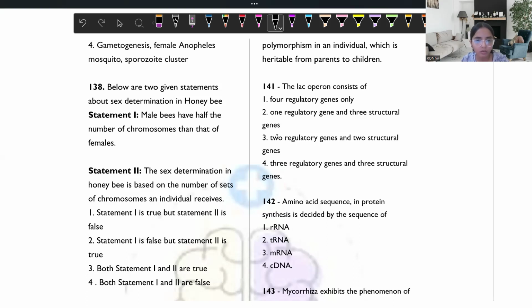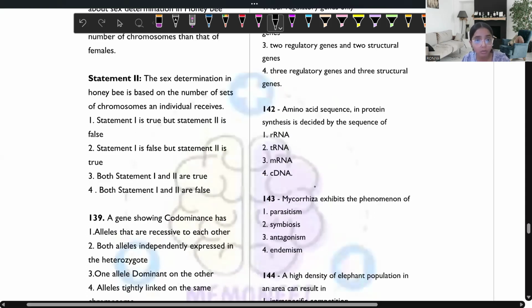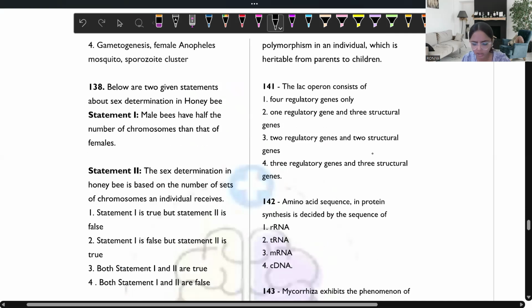Male bees have half the number of chromosomes than that of the females. Okay, male bees have half the number of chromosomes than that of a female. Okay, that is true.